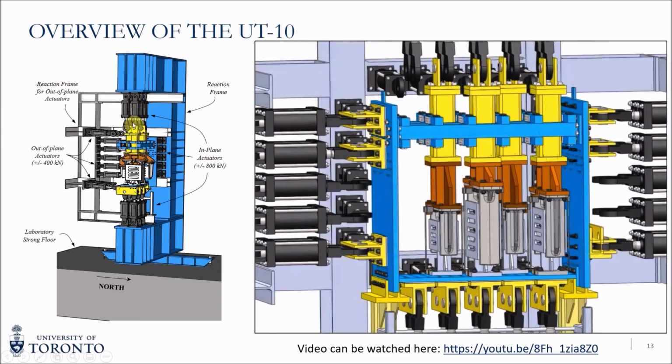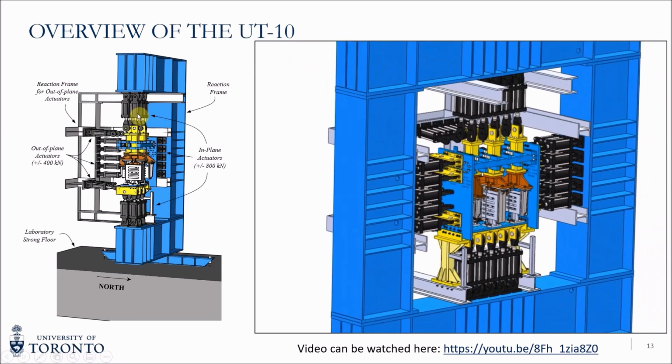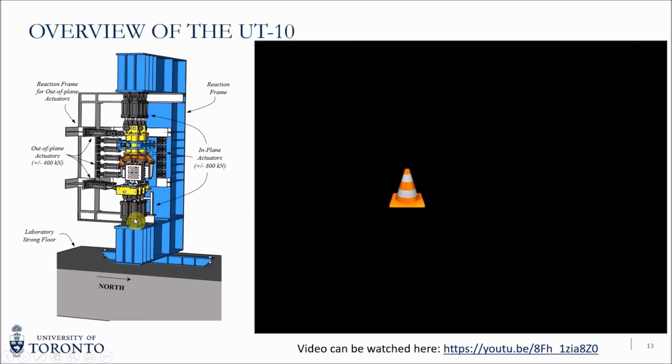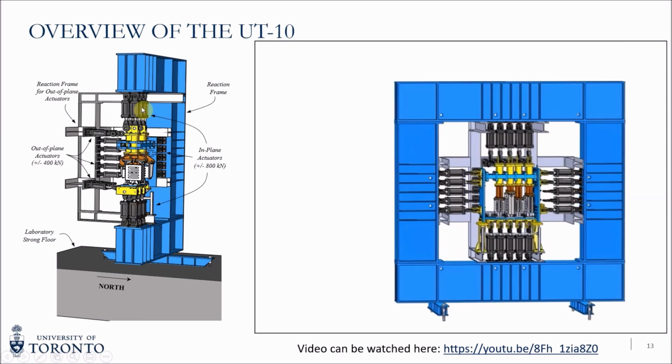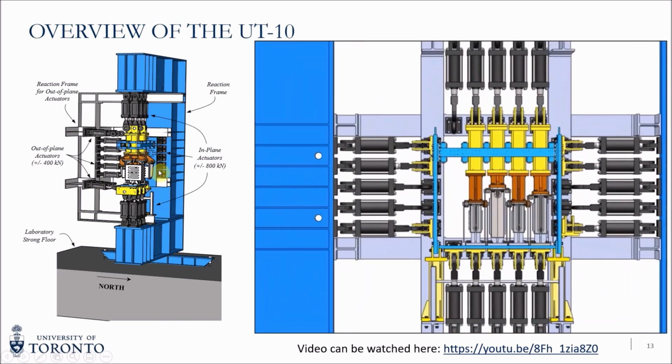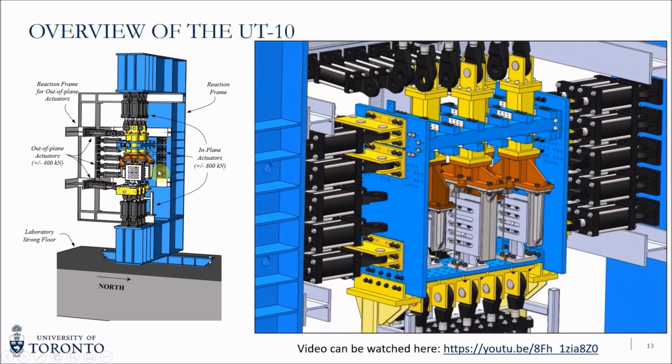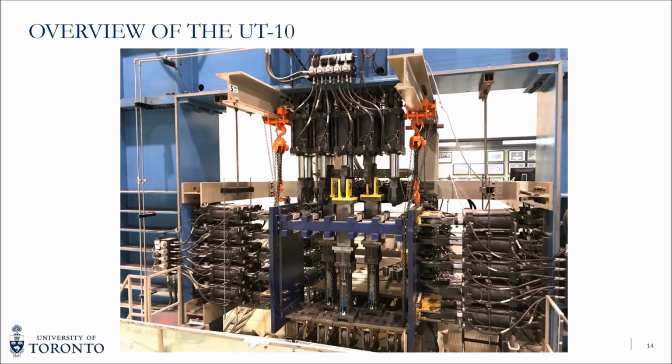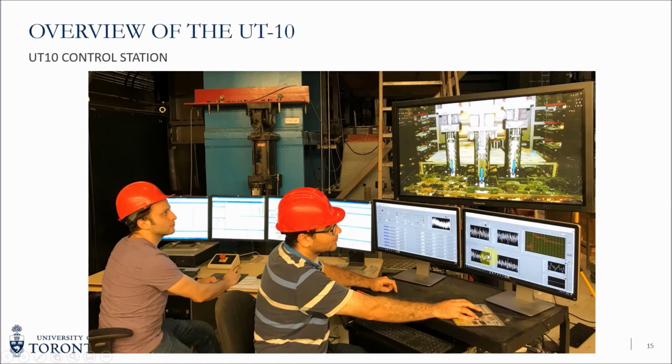Typically, the top actuators are used to apply the external command. The bottom actuators are used to counteract those forces, and the out-of-plane and side actuators are typically used to support the system. So this is a picture of the UT10 with 3 scaled BRBs, which are tests that we did with my former colleague, Dr. Saeed Mojiri. And this is the control station of the UT10, where we control the UT10 actuators, we control the middleware program, and so on and so forth.